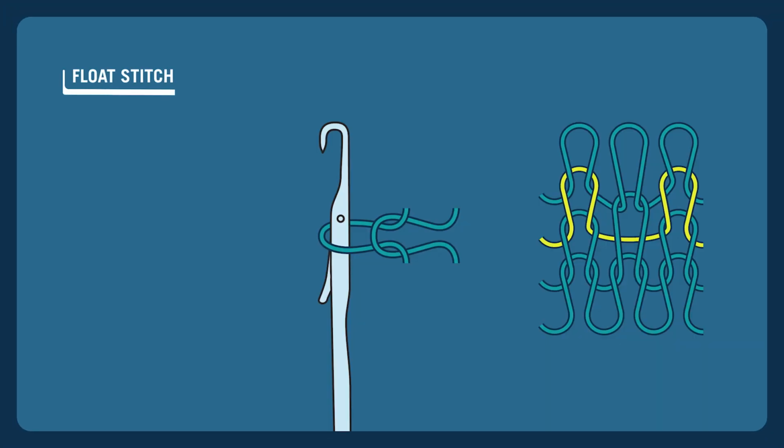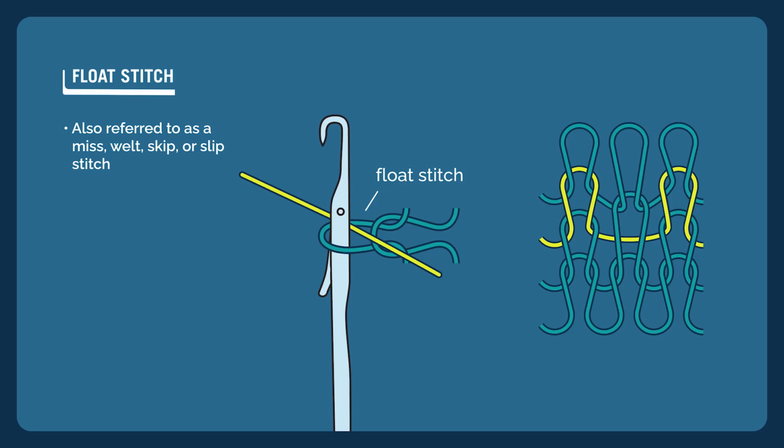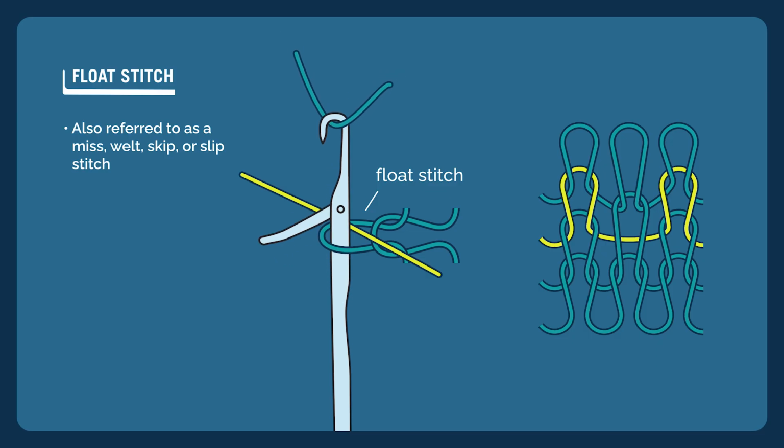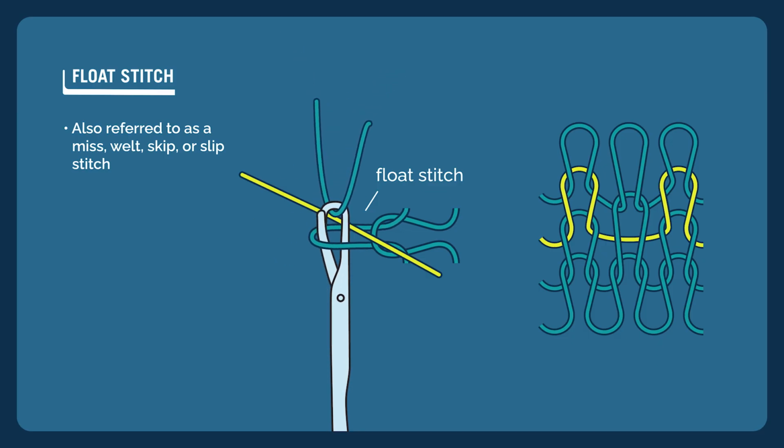The third type of stitch is called a float stitch or miss stitch. It is sometimes also referred to as a welt, skip, or slip stitch. In this stitch, the needle does not activate at all, instead holding the previous stitch above the latch and allowing the next yarn being fed to float behind the needle. The yarn is not held or worked with any other stitch. This causes the stitch from the previous row to elongate, which is visible on the face of the fabric.